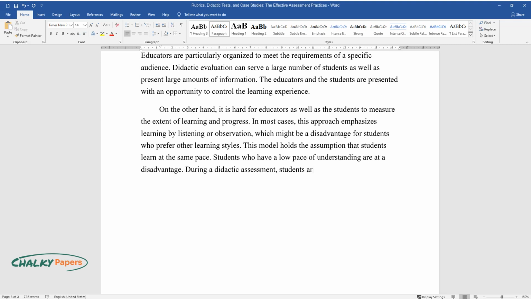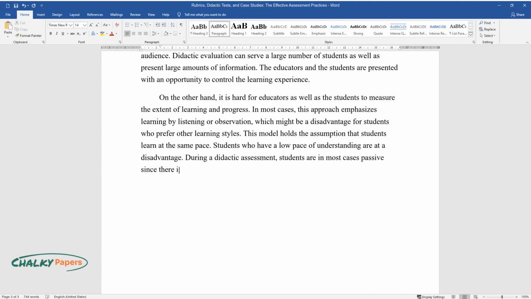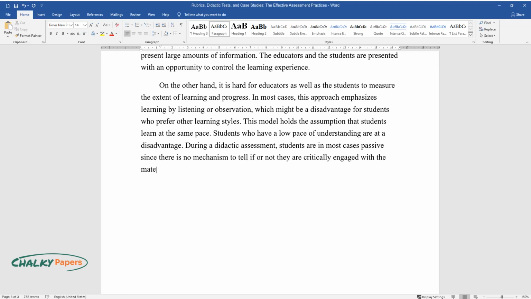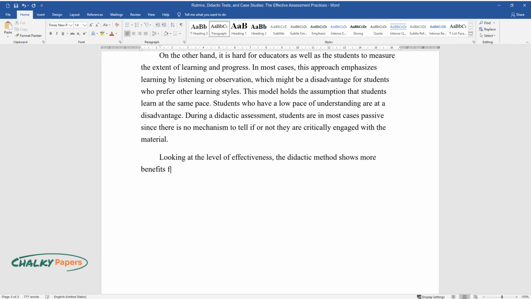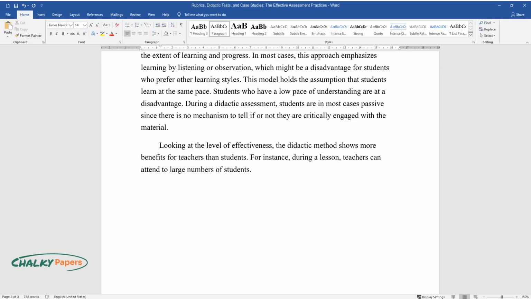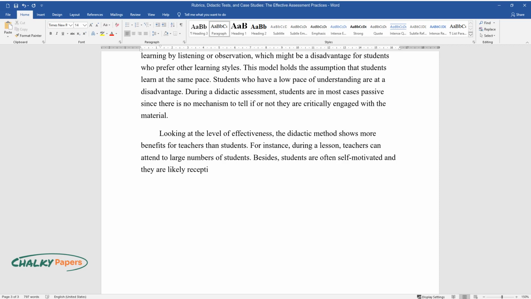During a didactic assessment, students are in most cases passive since there is no mechanism to tell if or not they are critically engaged with the material. Looking at the level of effectiveness, the didactic method shows more benefits for teachers than students. For instance, during a lesson, teachers can attend to large numbers of students. Besides, students are often self-motivated and they are likely receptive to the teacher's motivation.